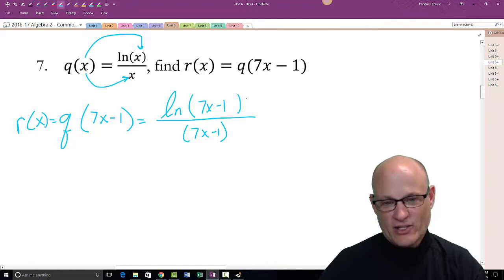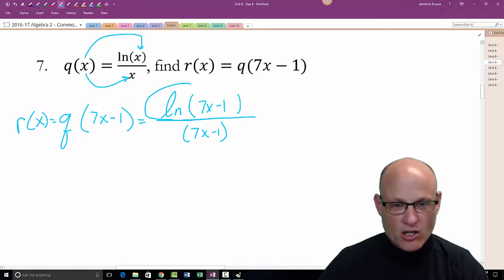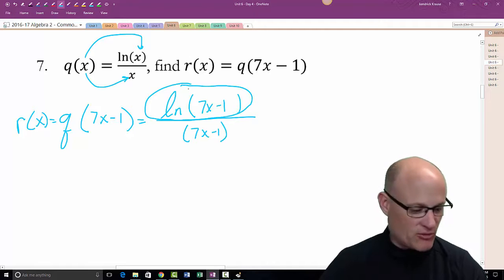Now, some moron's going to want to cancel those things. Don't. This is natural log of this thing. You can't. That's like one big thing. You can't cancel the 7x minus 1s.